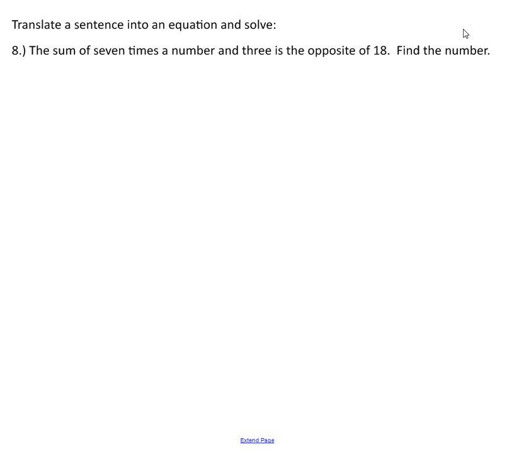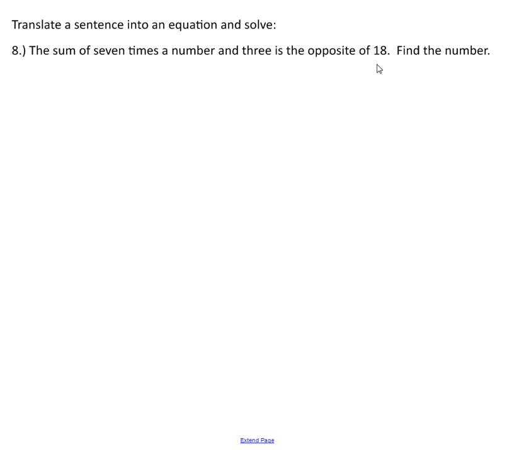It says the sum of 7 times a number and 3 is the opposite of 18. Well, a lot going on right here, but let's see what we can translate. First things first, we almost read this thing from right to left rather than left to right. If you're a mathematician, you should make a habit of that.